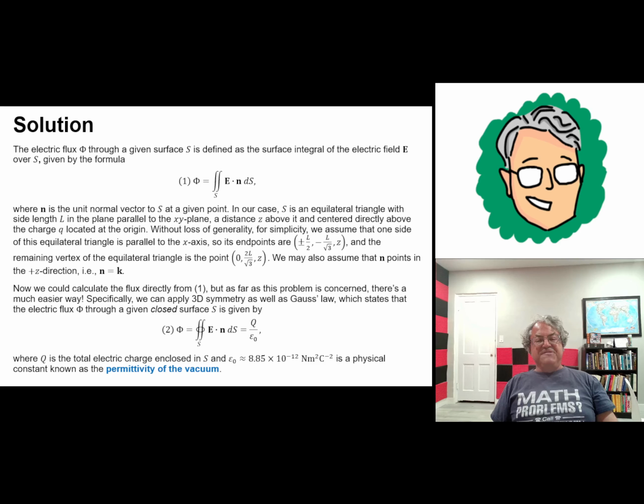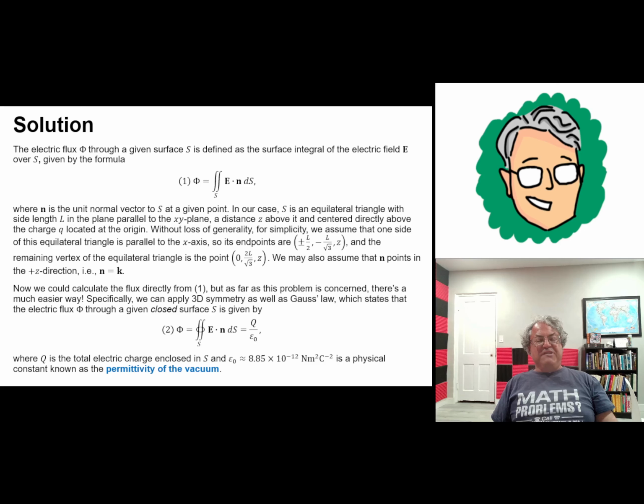And this other vector, which I'm calling little n, is what's known as the unit normal vector. So in this case, it's going to be n equals k. I'll get into that later, but it's going to be the unit vector upward because our surface is an equilateral triangle that's parallel to the xy plane, which means its normal is in the z direction. So anyway, that's what we have to calculate.